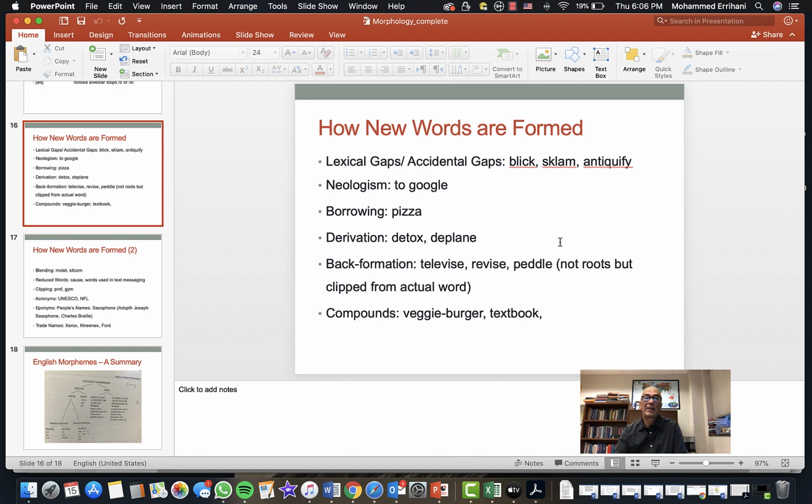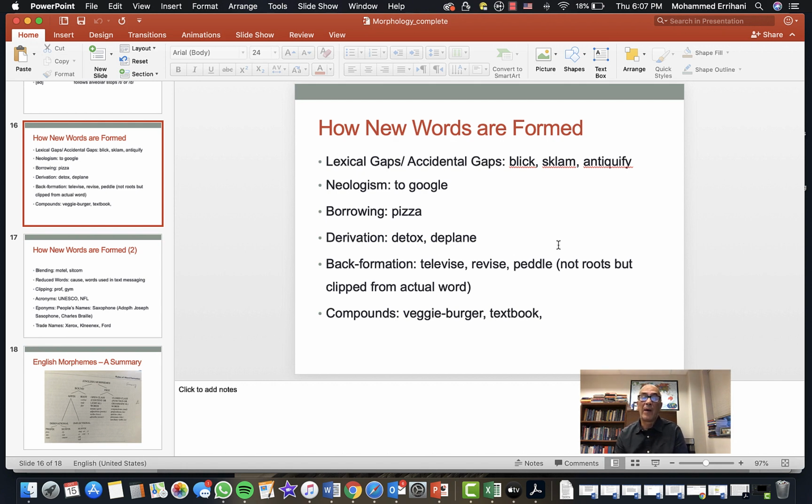Derivation, and this is basically the process of deriving new words through the addition of a derivational affix or a morpheme. It could be a prefix or a suffix. For example, you have detox, so tox comes from toxic, and then de is less or to get rid of, and then deplane is to get off the plane.